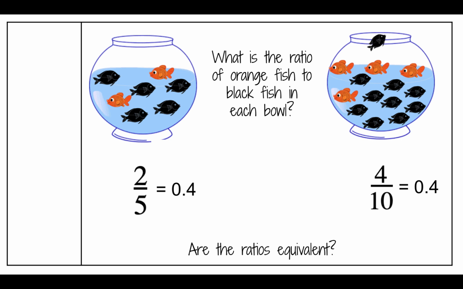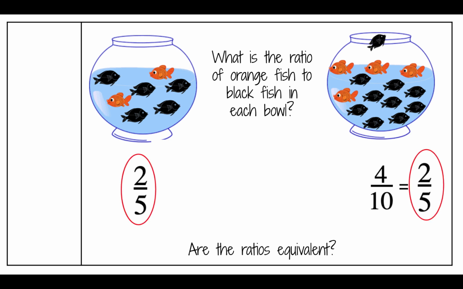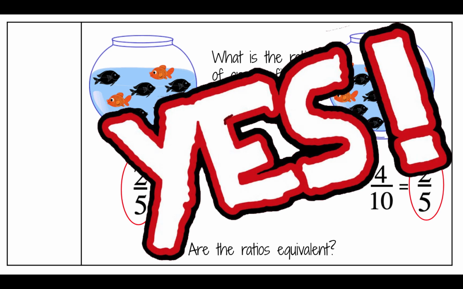Another way that I can see if these two ratios are equivalent is to simplify them. 2 to 5, can I simplify that? It already is simplified. 4 to 10, can I simplify that ratio? Yeah, I can divide both the top and the bottom by 2 to get 2/5. And look, both those ratios are the same in simplest form. So are the ratios equivalent? Yes, they are.